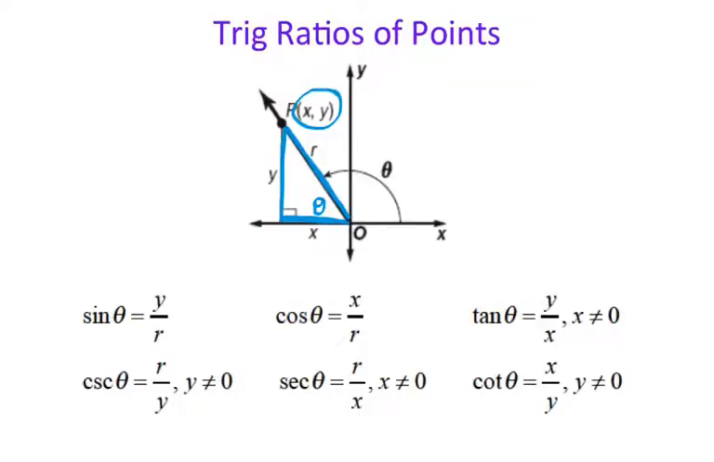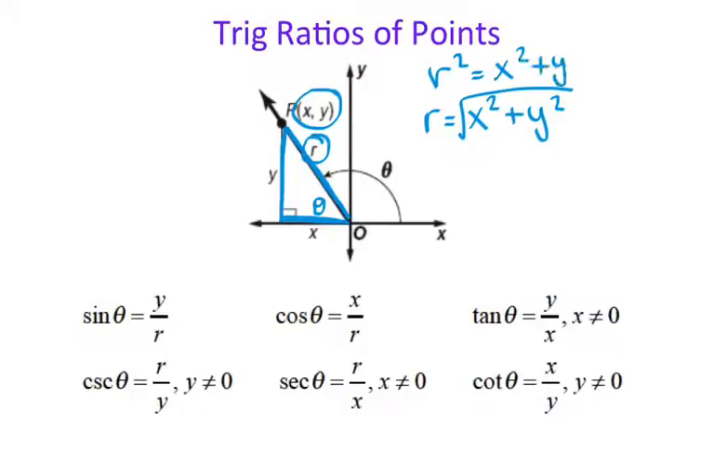By the way, to find this r, that's just using the Pythagorean theorem of a squared plus b squared equals c squared. So you can look at r equaling the square root of x squared plus y squared. That's just going off of the Pythagorean theorem. There you go.